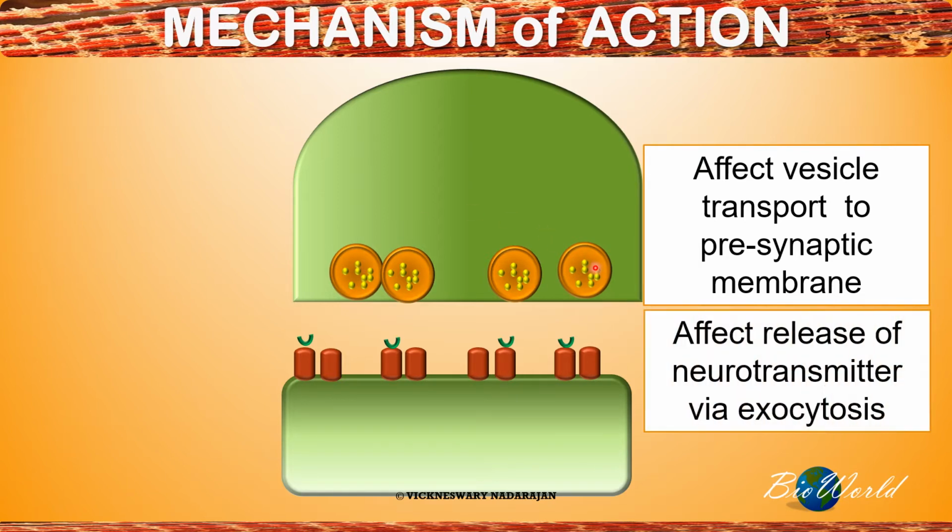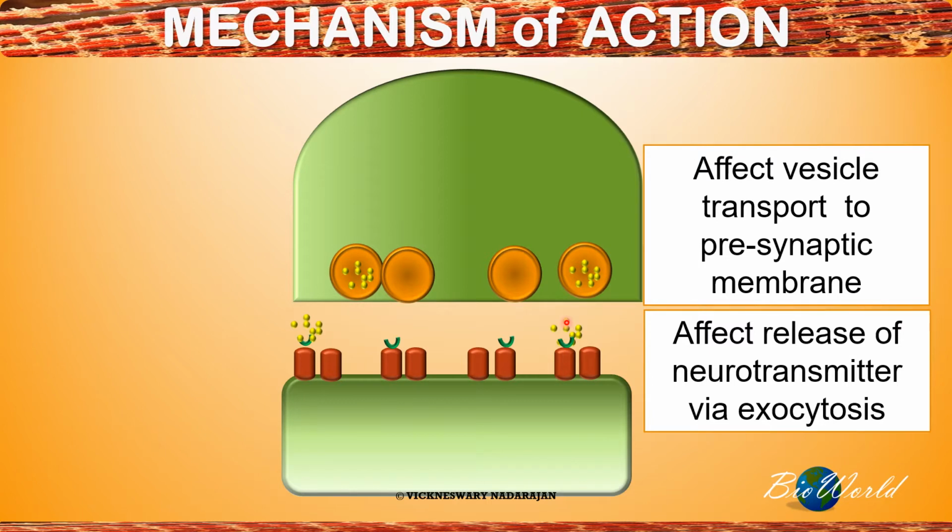Second method is by affecting the release of neurotransmitters via exocytosis. So I'm sure you can guess. A stimulant will release the neurotransmitters quickly. A depressant will release it slowly.